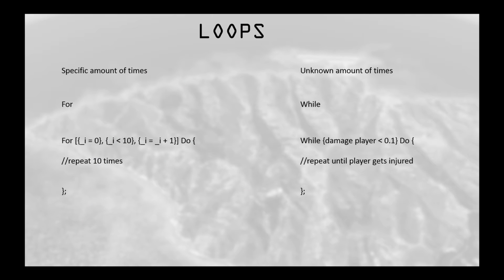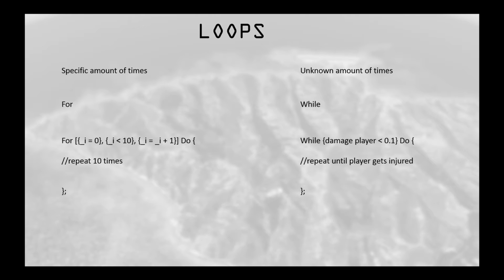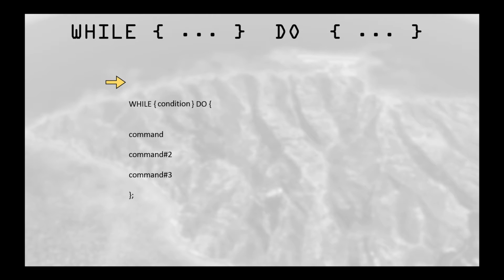The structure syntax is also very simple. While, curly brackets, condition, do, curly brackets, code itself. The condition is a command or series of commands that in the end return a boolean value, either true or false, and the code block is a section that can contain pretty much any code you want. It is not limited by space, doesn't have character limits or anything, so you can use pretty much any code you want here. The engine goes first through the condition and decides whether it has a true or false value.